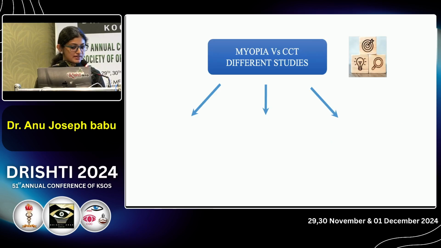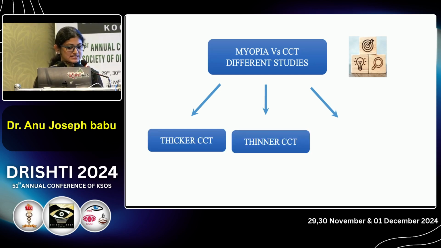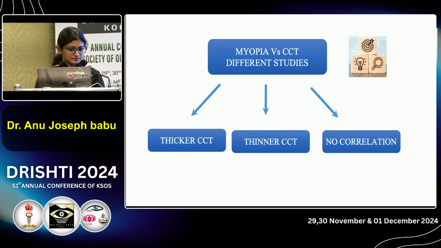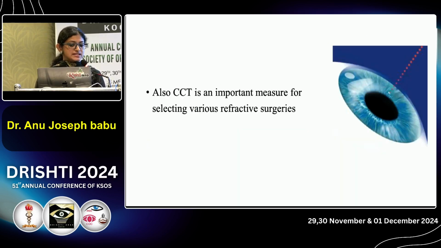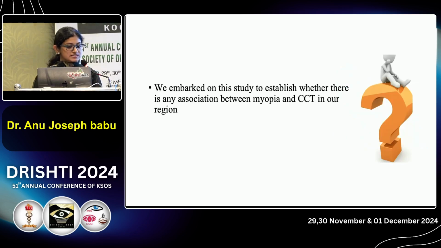There are various studies comparing myopia and central corneal thickness, and different studies show different results. Some studies show a thicker CCT in myopia patients, some show a thinner CCT in myopia patients, and yet another study shows that there is no correlation between myopia and central corneal thickness. Also, CCT is an important measure for selecting various refractive surgeries. So we embarked on this study to establish whether there is any association between myopia and CCT in our region.